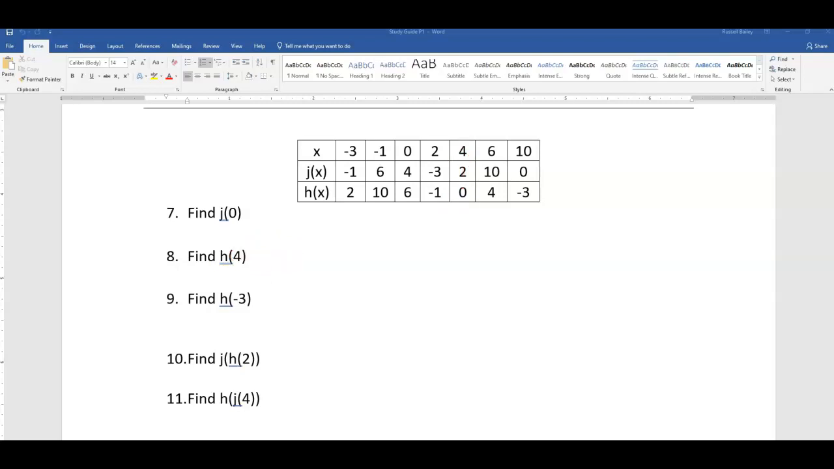The next one we have to do is, let's see, number 11. So for h of j of 4, the first thing that I'm going to do is figure out what this is. So I'm going to find where x equals 4, and then I'm going to find the j value that goes with it, which is right there. So that would be 2.